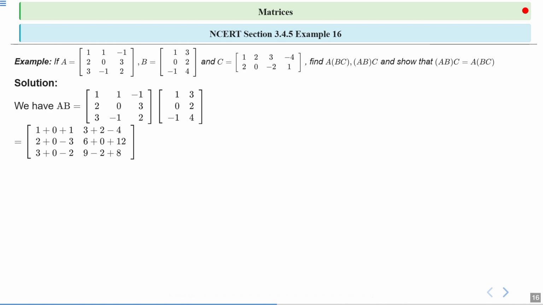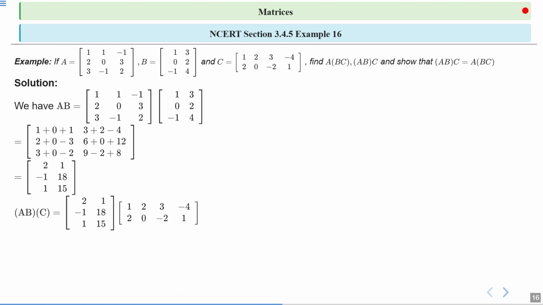After multiplying it, we will get 1 plus 0 plus 1, 3 plus 2 minus 4, 2 plus 0 minus 3, 6 plus 0 plus 12, 3 plus 0 minus 2, 9 minus 2 plus 8, right? Which is equal to 2, 1, -1, 18, 1, 15, okay? So AB into C will be equal to 2, 1, -1, 18, 1, 15 into 1, 2, 3, minus 4, 2, 0, minus 2, 1.